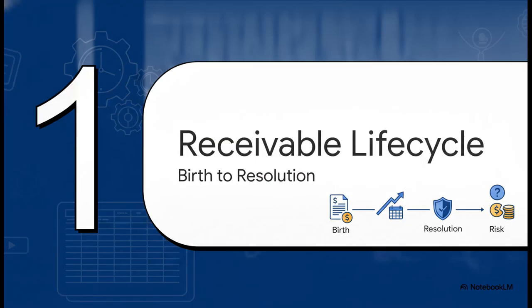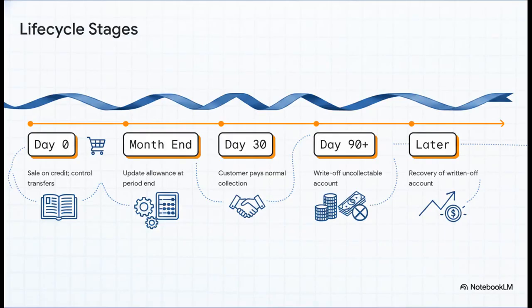All right, let's jump right into Section 1, the complete receivable lifecycle, where we track an invoice from its birth right through to resolution. Understanding the exact chronological stages of a receivable is like having a cheat code. It literally eliminates the most common day-to-day accounting errors. If you know exactly where an invoice lives in its life cycle, you know exactly which accounting rule applies.